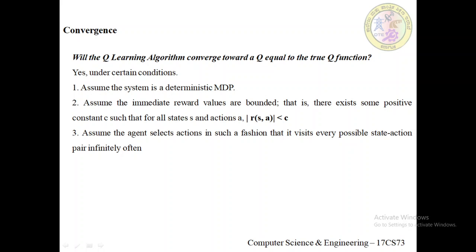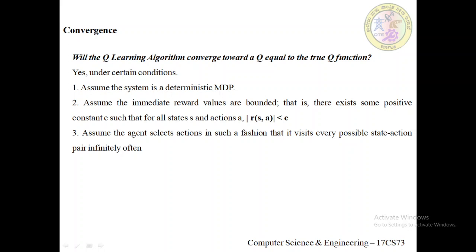Now let's see whether this algorithm will converge towards a Q cap equal to the true Q function. The answer is yes, under certain conditions. First, the assumption made here is that the system is a deterministic MDP. Second, we must assume that the immediate reward values are bounded, so that there exists some positive constant C such that for all states S and actions A, R of S comma A is less than C.